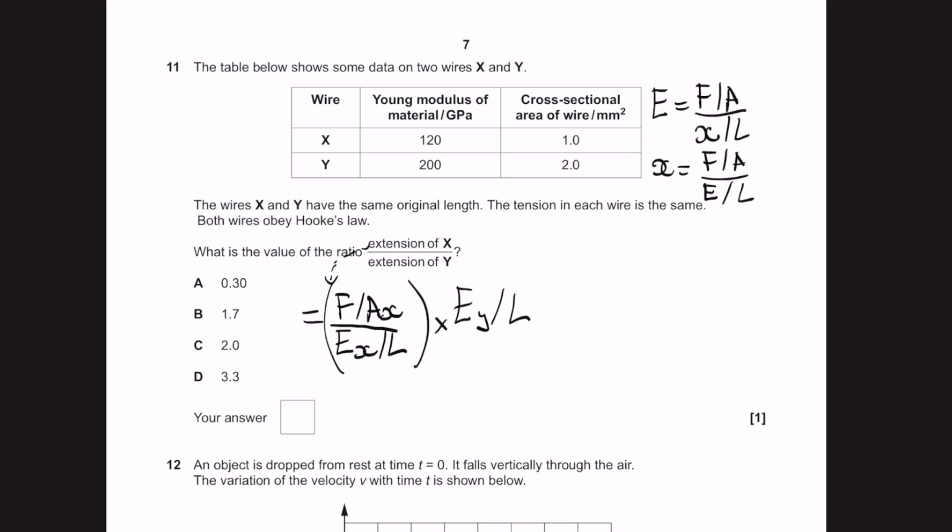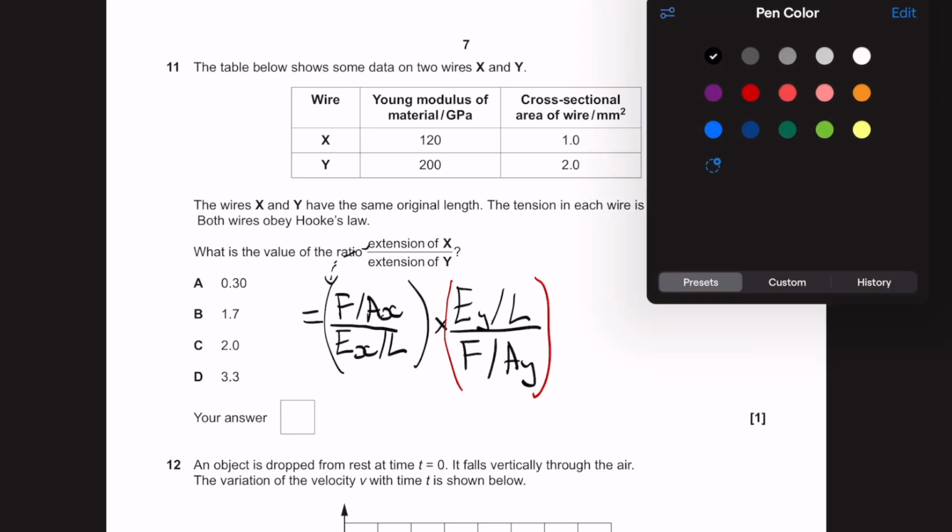They do have the same length, same original length, and then the inverse will have a denominator which is going to be given by F divided by the cross-sectional area of Y. In a way, this here that I'm going to put into some red brackets just to differentiate it for you guys is the inverse, or 1 over the extension of y. Okay, now we're ready to cancel lots of things out.